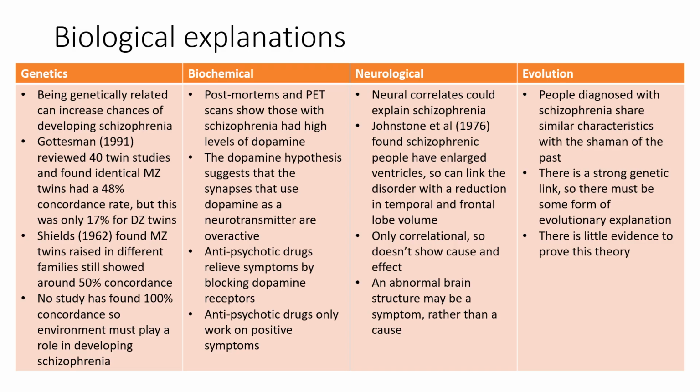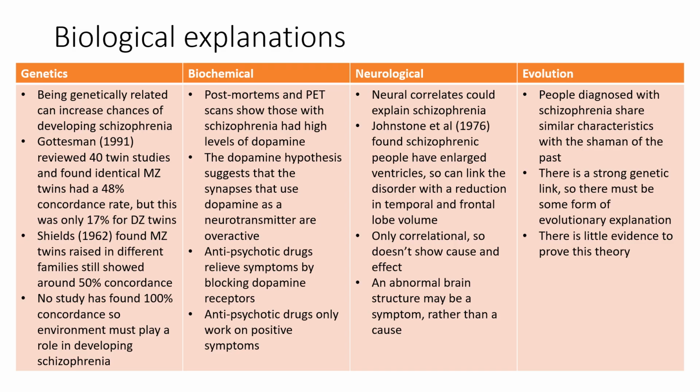Gottesman in 1991 reviewed 40 twin studies and found identical MZ twins had a 48% concordance rate, but this was only 17% for DZ twins. Shields in 1962 found MZ twins raised in different families still showed around 50% concordance, but obviously no study has found 100% concordance, so environment must play a role in developing schizophrenia.